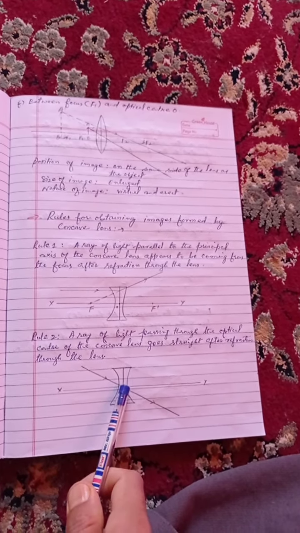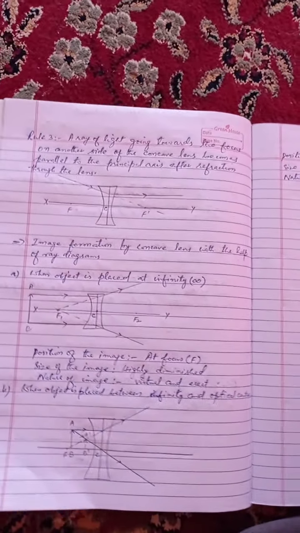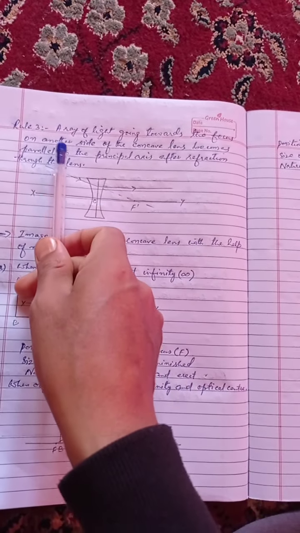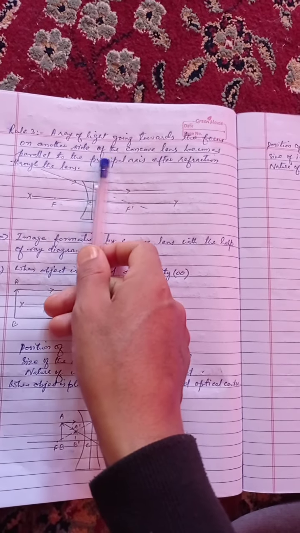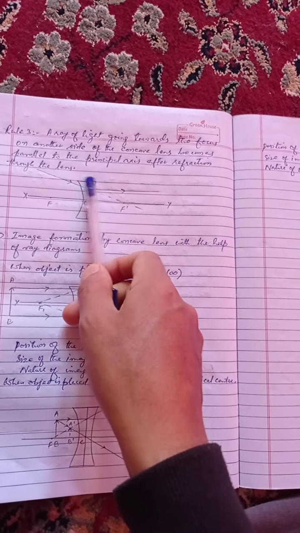So here it is the same case as in case of convex lenses. Now you got here the rule number second. Now dear students, what's rule number third regarding this image formation by concave lenses? Rule number third states that a ray of light going towards the focus on another side of the concave lens becomes parallel to the principal axis after refraction through the lens.